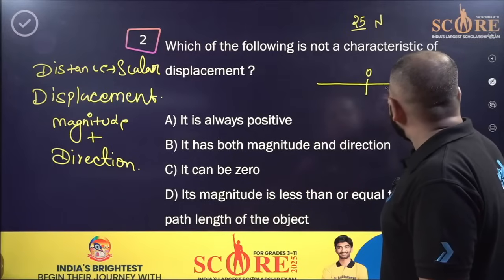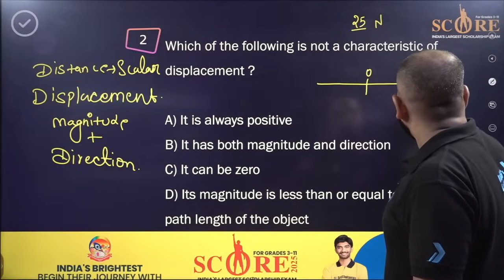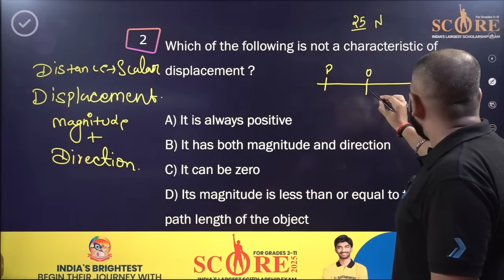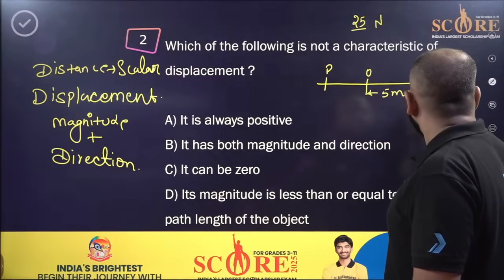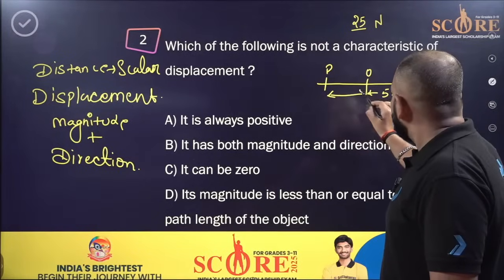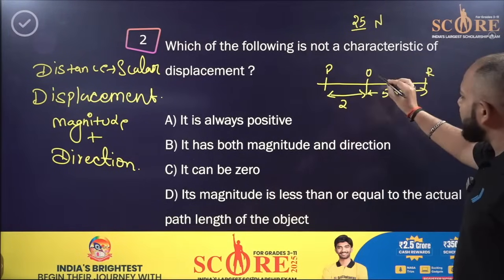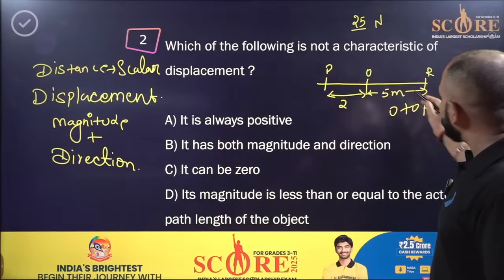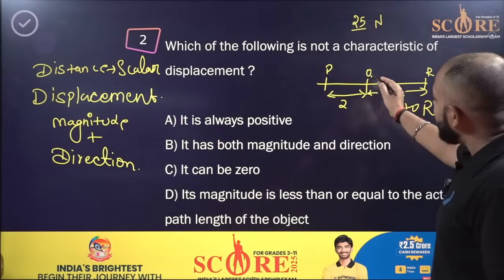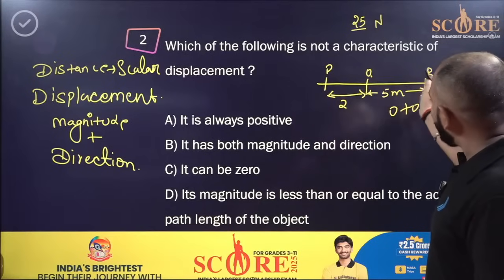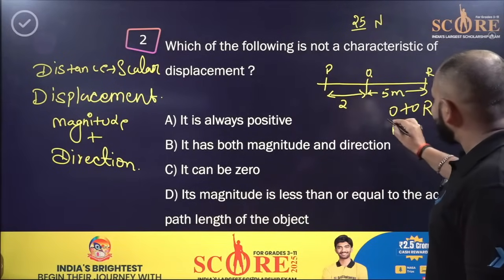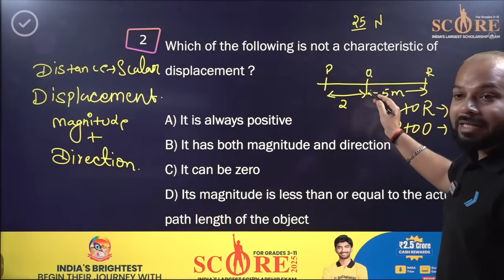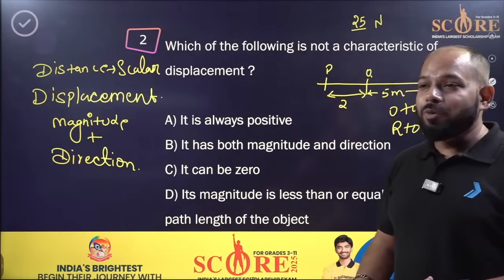So if I go from O to R, and this is P for example, from O to P it's around 5 meters, and this is around 2 meters. If I go from O to R first, my displacement will be 5 meters. If I come back from R to O, then it will be 5 and 5, but remember, displacement depends on the initial and final point only.